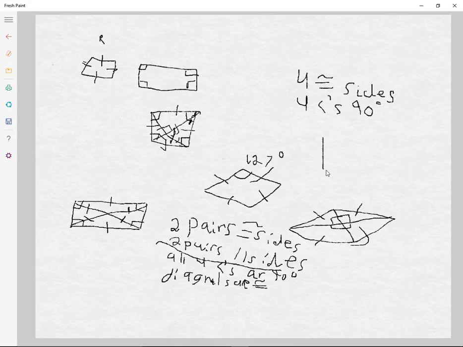Is that shape a rectangle? No, it is not. First you have to have these parallel, which they are. But second, you have to have a 90-degree angle. You don't have to have four of them, you just have to have one. Or you have to state that the diagonals are equal.